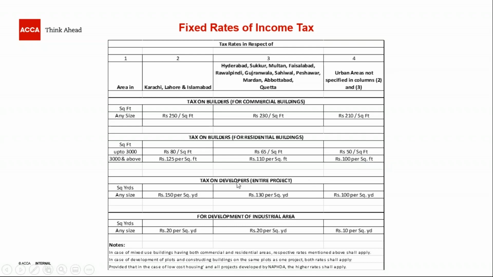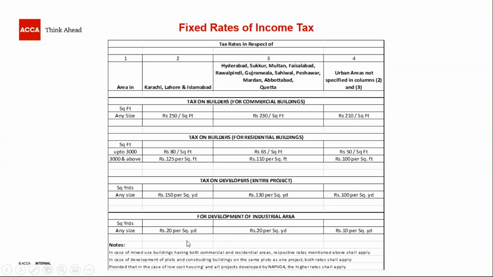Now let's talk about the developers. For the entire project of a developer that happens in Karachi, Lahore, or Islamabad, without any restriction of the size, the fixed rate of income tax would be 150 per square yard, sorry, so now we are talking about square yard instead of square feet. For the urban centers appearing in column 3, the tax on developers for the entire project in these urban centers would only be 130 per square yard. And as mentioned in column 4, for any other urban areas, the tax for developers would only be 100 rupees per square yard.